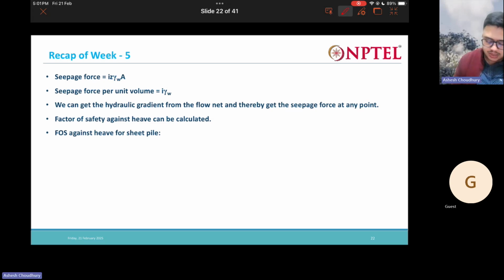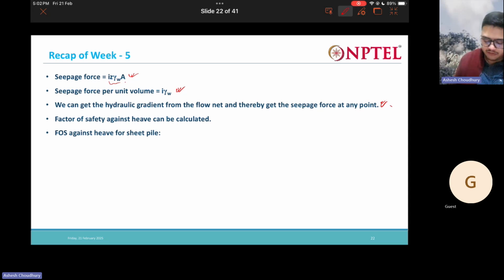The seepage force is i times gamma w times A, where A is nothing but the area. So seepage pressure times area is my seepage force. Seepage force per unit volume is given by i times gamma w. We can get the hydraulic gradient from the flow net and thereby get the seepage force at any point, right? The hydraulic gradient can be found on any flow net, and hence you can get the seepage force.